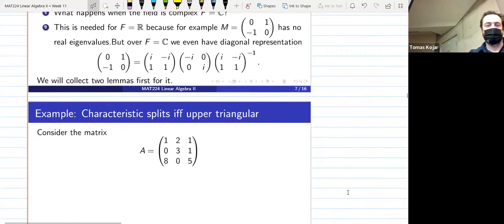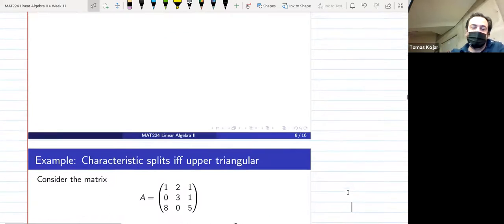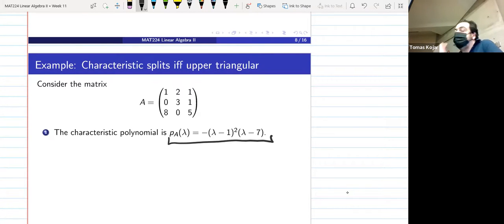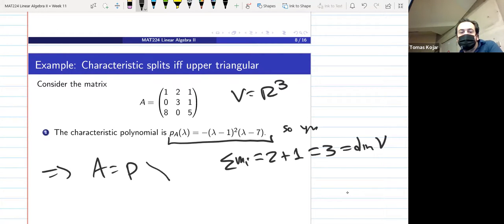All right, let's go. I'll do another example. Okay, good. So you take this matrix, and I will show you that it is not upper triangular because you have this 8 at the bottom, but it can be made upper triangular, and the reason is that the characteristic polynomial completely splits. So V is R^3. You have 2 plus 1 equals 3, the summation of multiplicities. So you have your condition, same as in diagonalizable. That implies that A can be written as upper triangular.